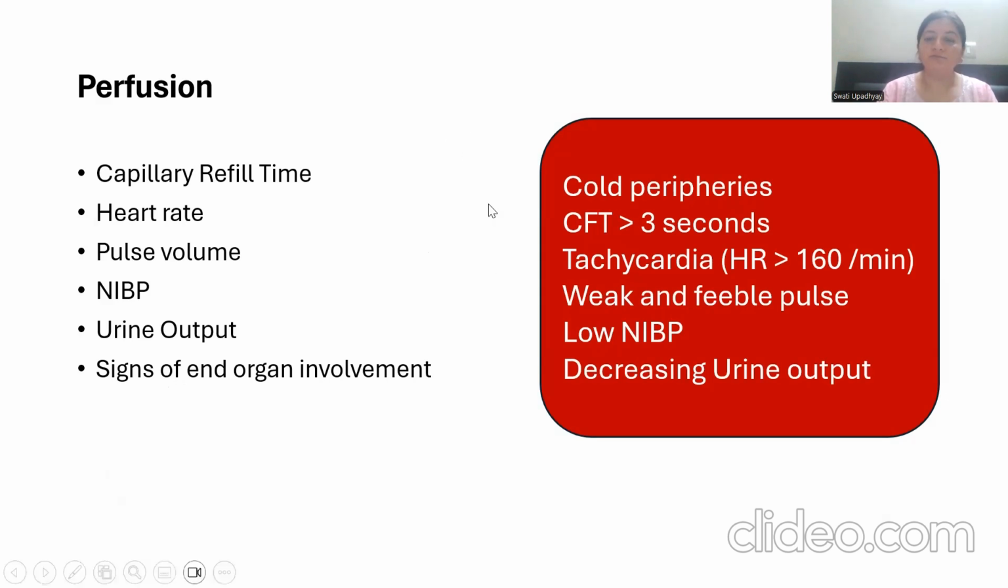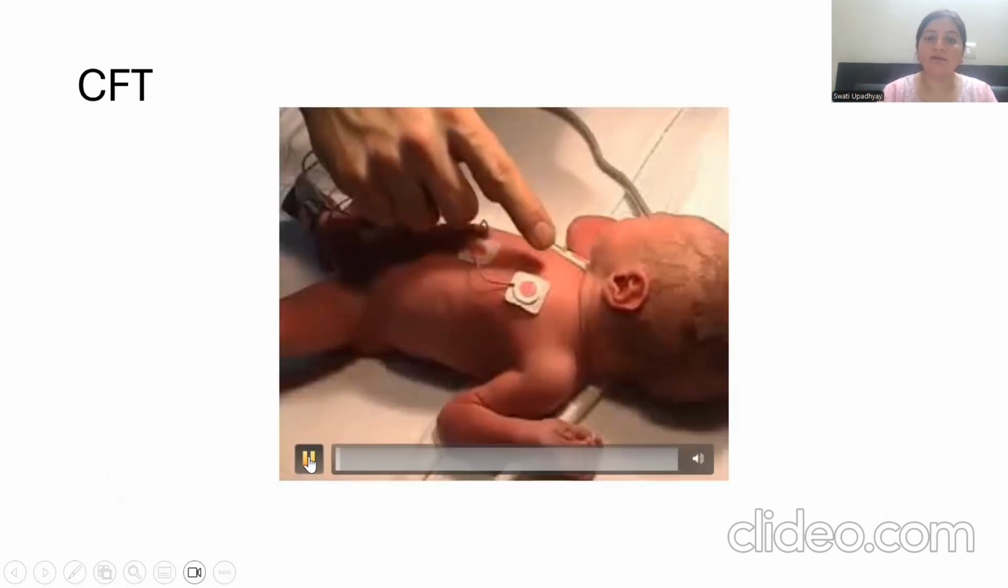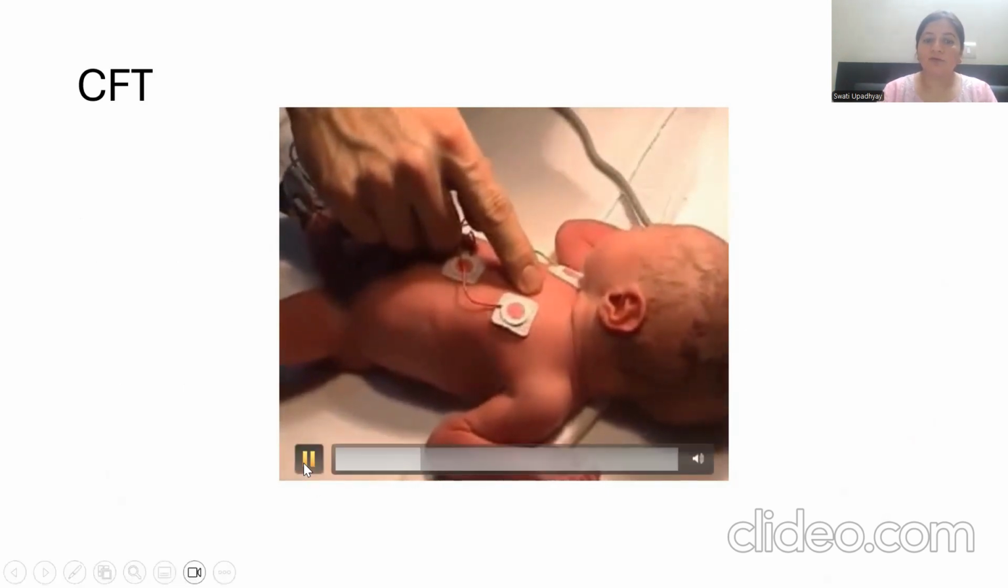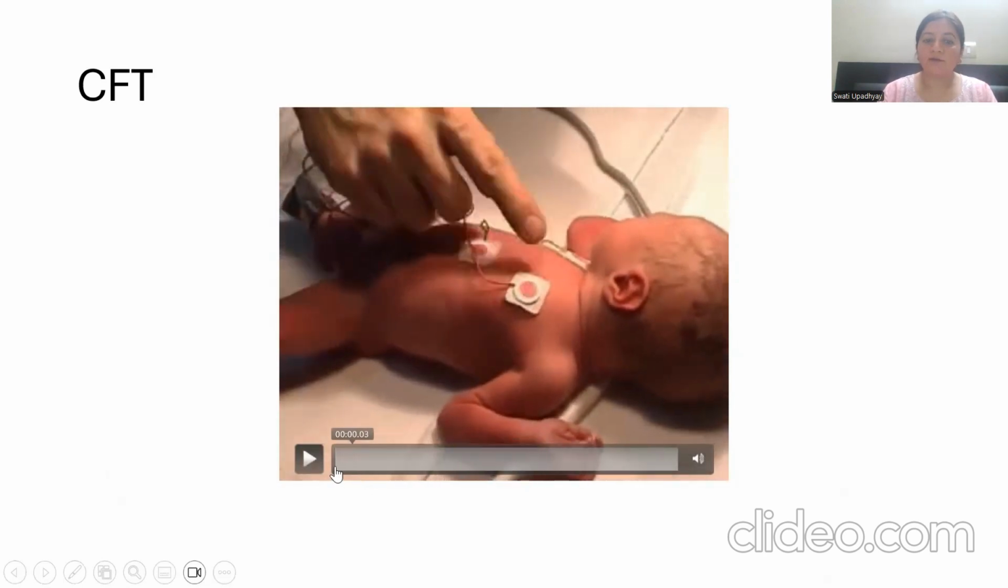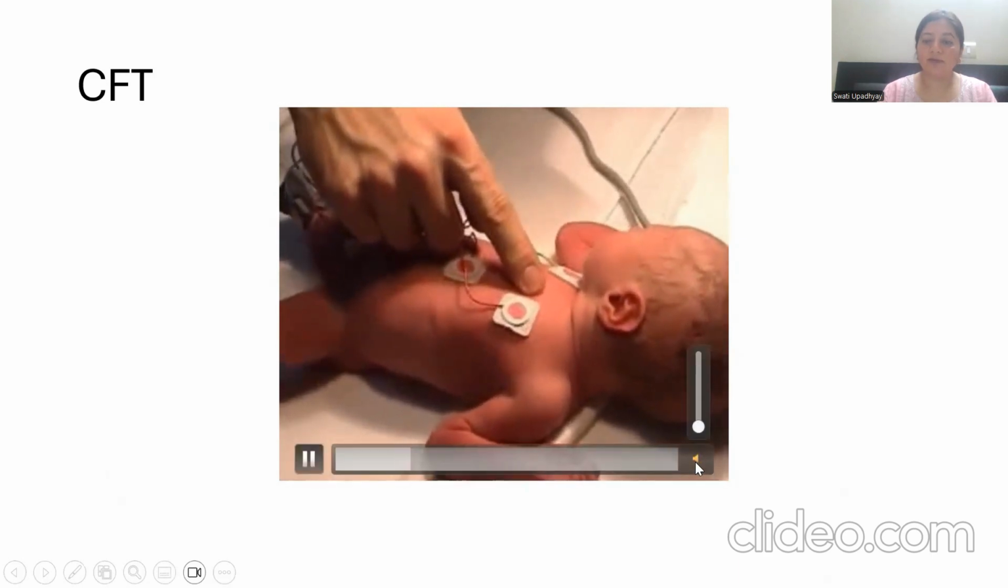Yeah, okay. So, we will now see how we monitor the capillary refill time. Look at this video carefully. Capillary refill time is measured by pressure on the sternum. We press the sternum. See it again. We press over the sternum for 5 seconds.